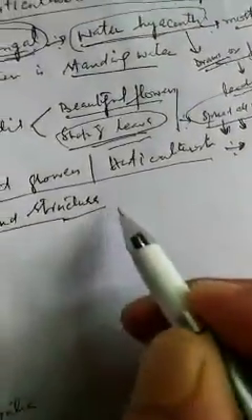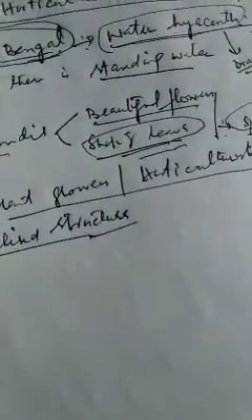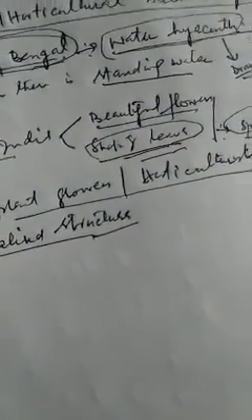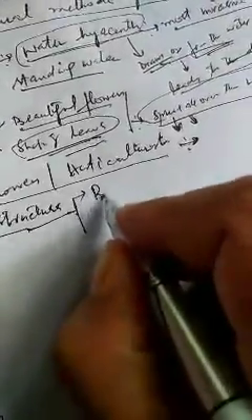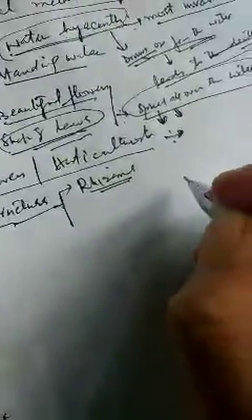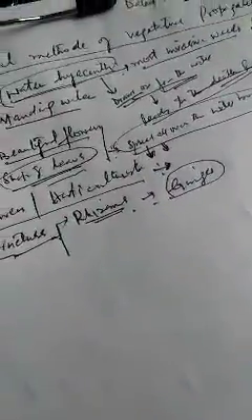Use of specialized structures for vegetative propagation. Many plants are multiplied vegetatively by using specialized structures. For example, rhizomes. These are special types of stems, rhizomes. In case of ginger, we use rhizomes. We produce new plants from specialized stems, that is rhizome.